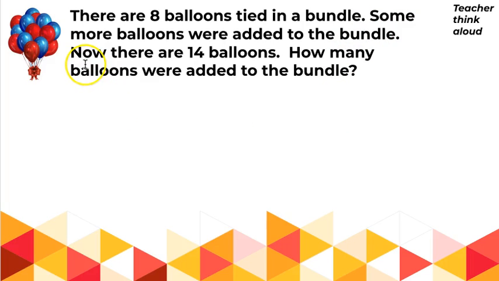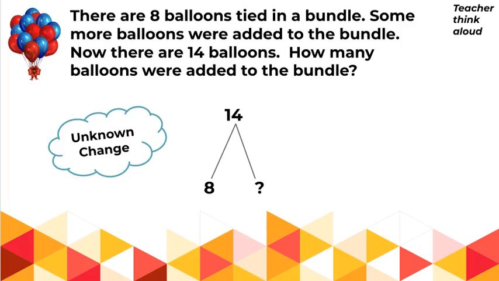The problem also says, now there are 14 balloons. Now is often a keyword for the result or the end. In this case, there are 14 balloons after some balloons are added to 8. So I'm going to draw myself a math mountain so I can visualize the problem better. Here's the math mountain. I have 14 balloons in the end. I started with 8, added some, and ended with 14.